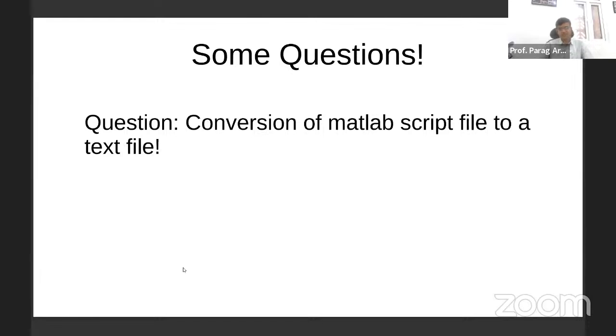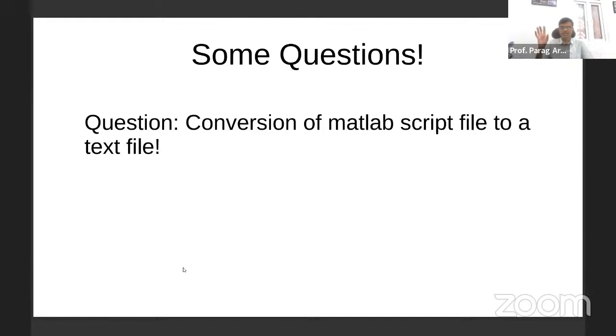It has been attempted to find out if there is a way to convert a MATLAB script file to a text file. Now you see, a MATLAB script file is essentially a .m file. I'm trying to figure out what might be your thought process. Why did you want to do this?